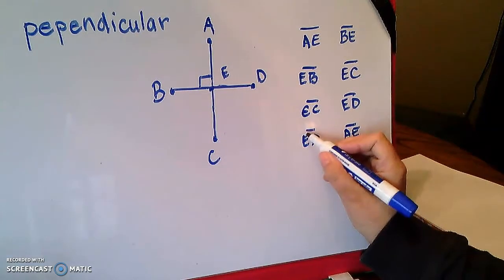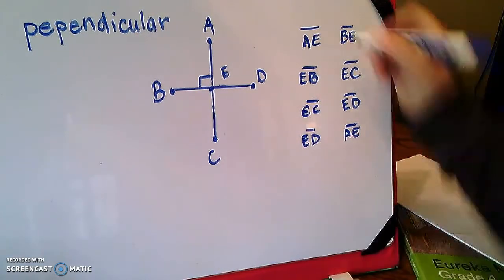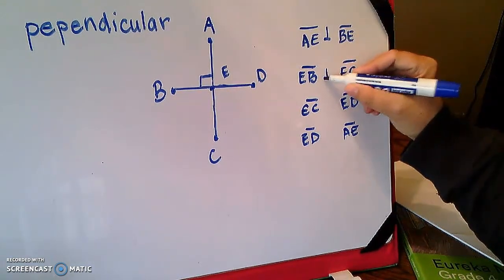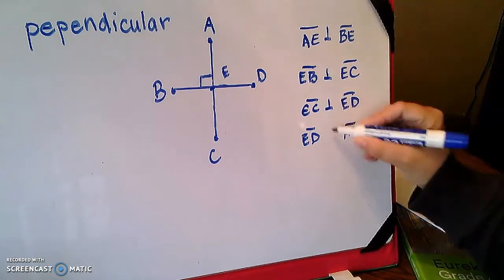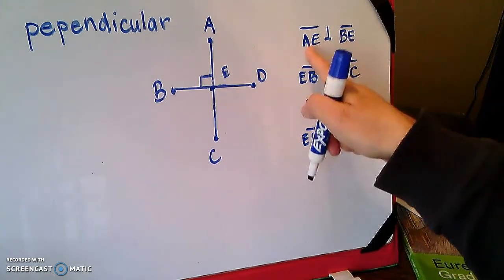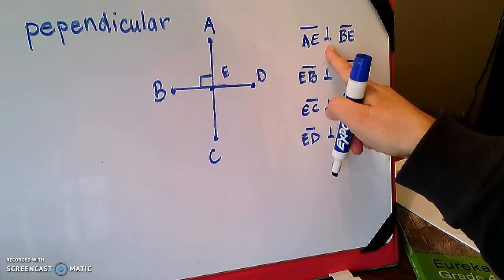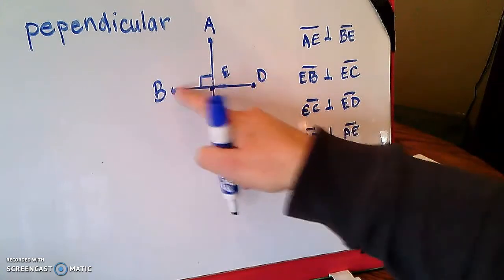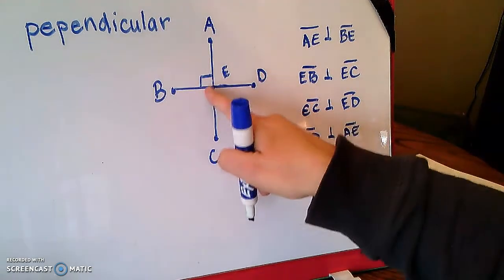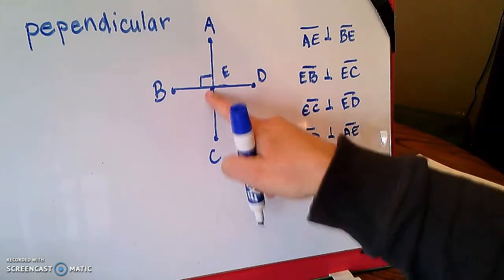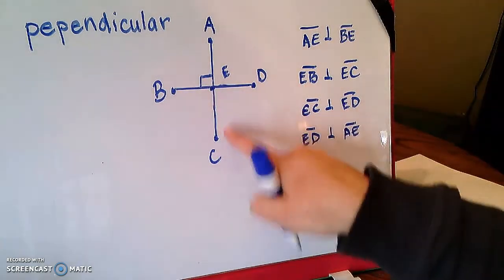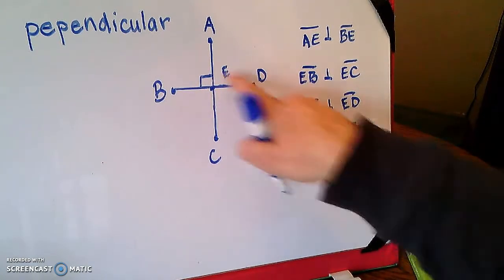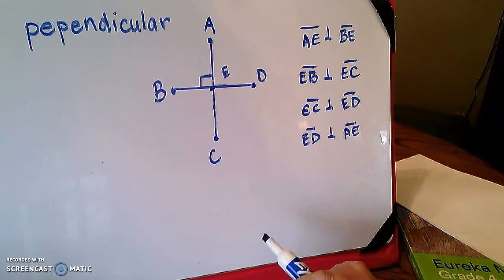Now the way we note that they are perpendicular is with this symbol. It's like an upside down T. That is the symbol for perpendicular. So line segment AE is perpendicular to line segment BE. AE, BE. Or EB, EC, perpendicular. EC, ED, ED, EA. Alrighty.